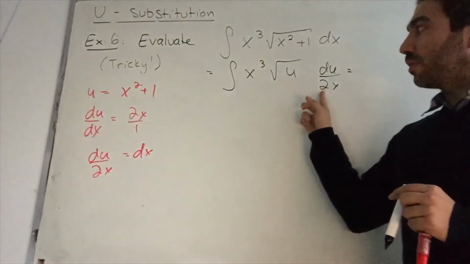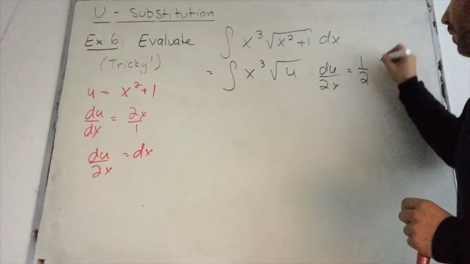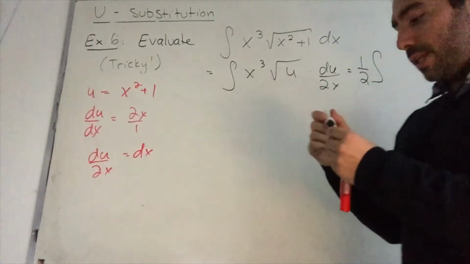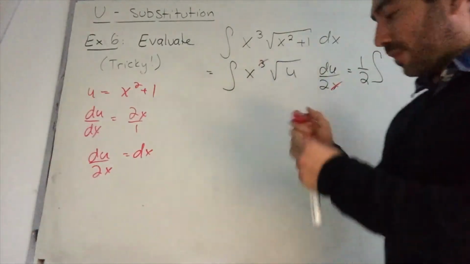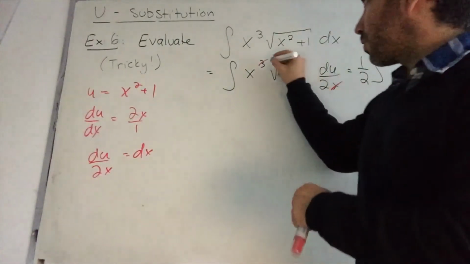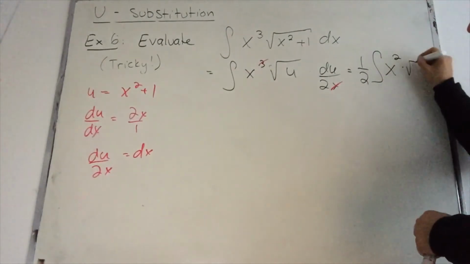So notice the 2 on the bottom, the 1/2 could be pulled out. So let's write that here. 1/2 integral. And only one of the x's cancel. This x cancels with one of them in the exponent, leaving us with an x squared. So we're left with x squared times root u du.